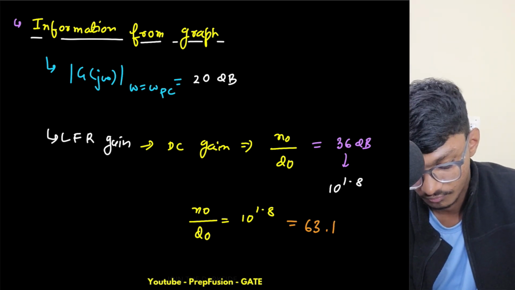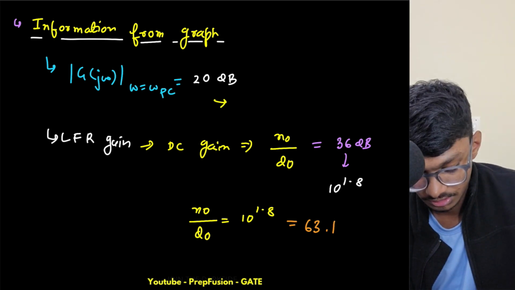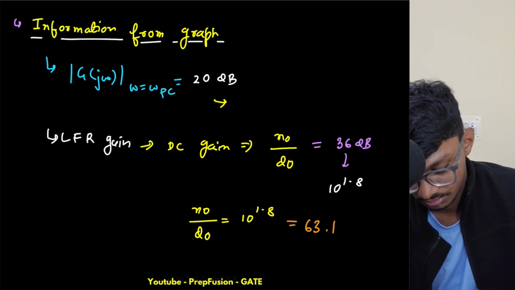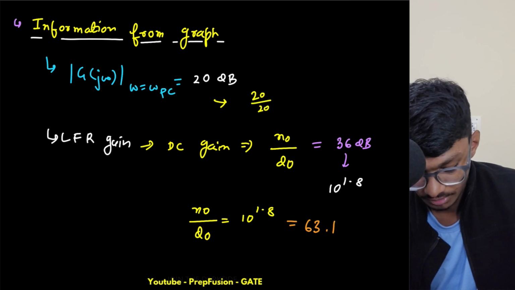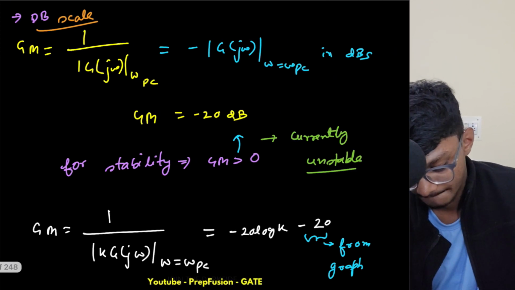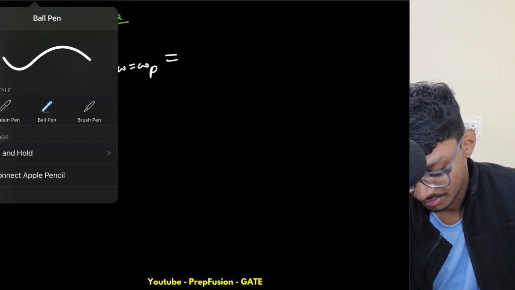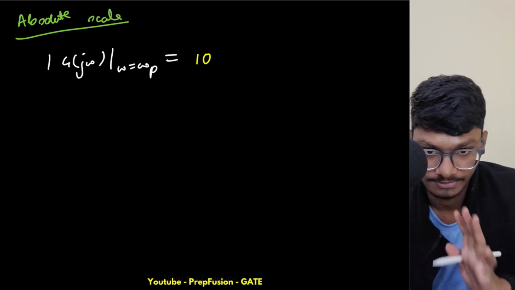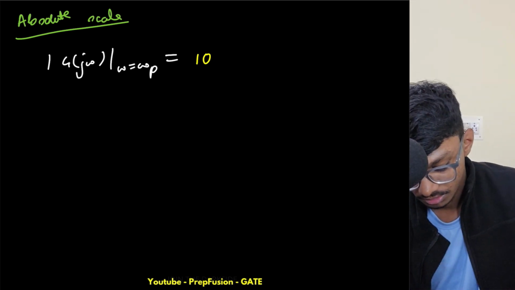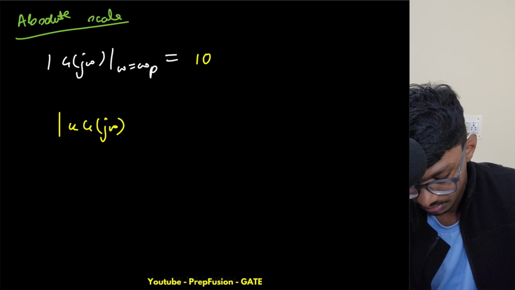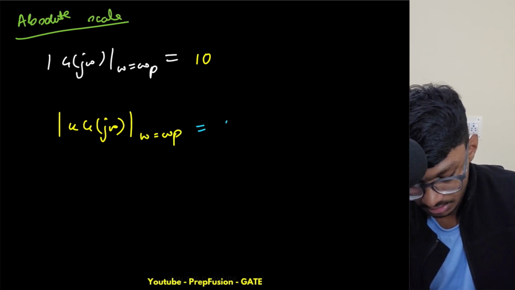20 divided by 20, 10 raised to the power of this, so this is 10 itself. Sorry, this is not 1, this is 10. So this will be equal to 10 in absolute terms. Now what is the magnitude of K times G(jω) at ω = ωp? It is 10K simply.